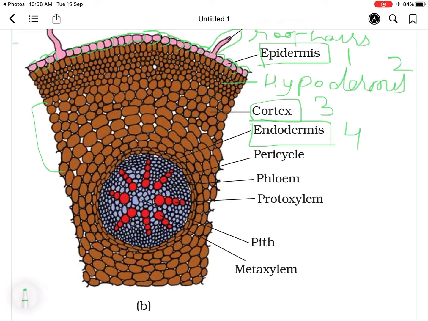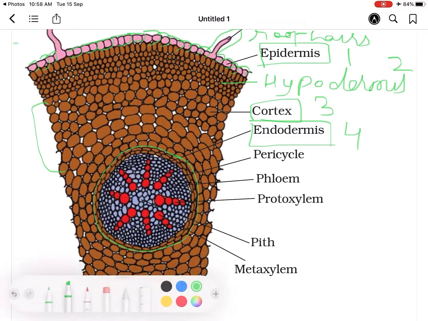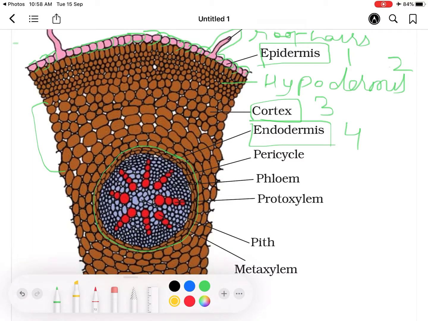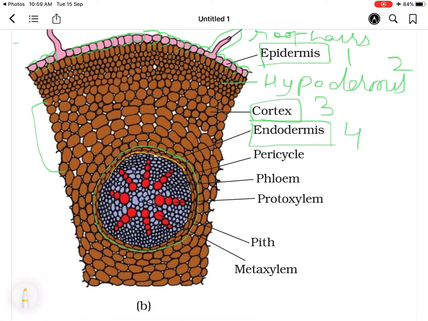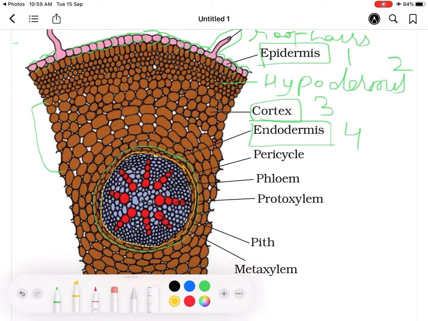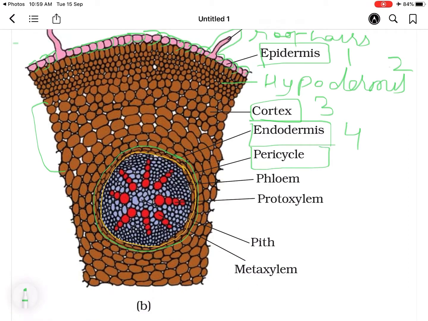It is also a single layered structure. So this will be the endodermis. Okay. And then the next layer, that is pericycle. So I am showing it with different color. This will be pericycle, which is located just beneath the endodermis. So now next layer you will describe pericycle, which will be fifth.